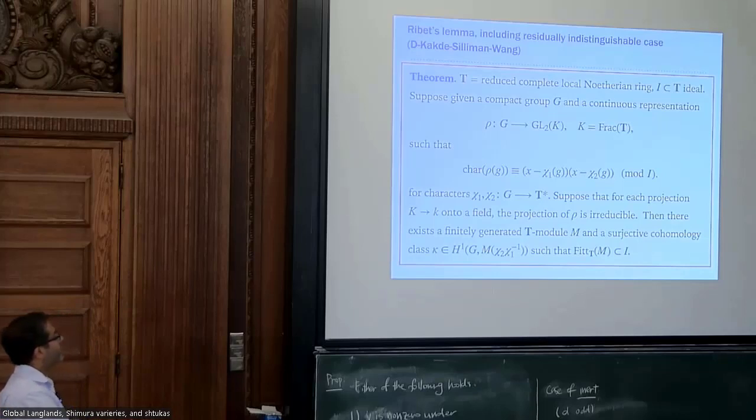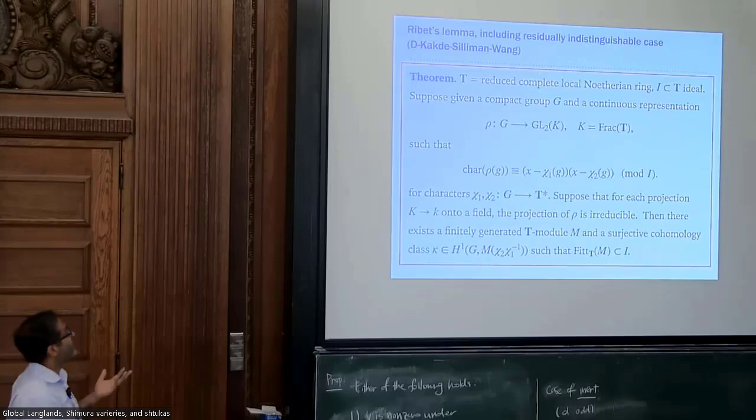So when Mazur and Wiles basically had to prove a version of this to do the main conjecture, they assumed that chi1 is not congruent to chi2 modulo the maximal ideal of T. So T is some local ring and has a unique maximal ideal. They assume that chi1 and chi2 are not congruent in the residue field. Okay, so that's what residually distinguished means.